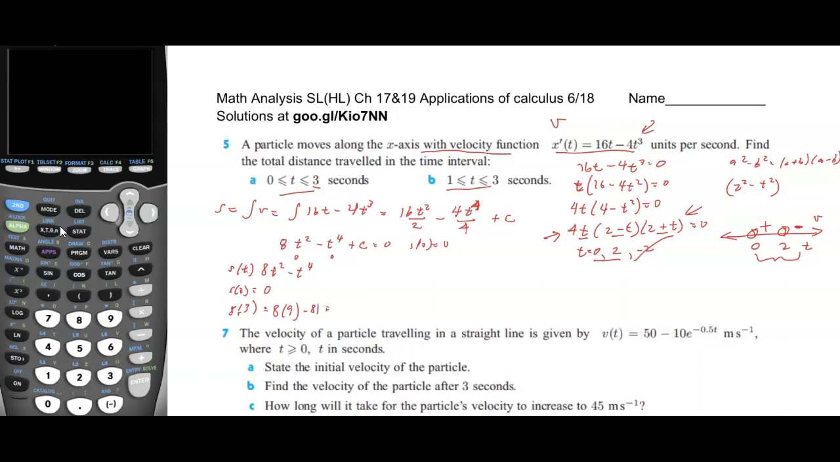So 8 times 9 is 72, minus 81 is equal to negative 9. So the position at S of 3 is negative 9. Last of all, what about at the time when it reverses direction at t equals 2? Let's find out what S of 2 is.